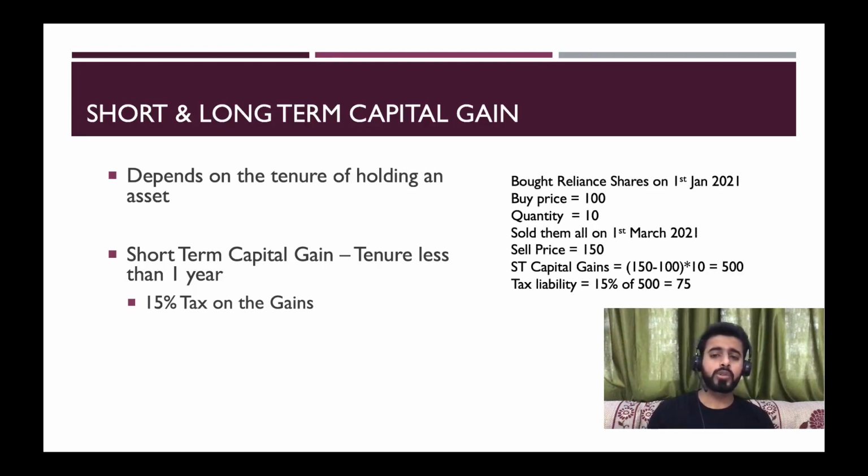So let's go through an example. Let's say you bought Reliance shares on 1st January 2021. The buy price was 100 and the quantity was 10. And let's say you sold all of them on 1st March 2021. So the period of holding the asset was 3 months and the selling price is 150. So the short-term capital gains will be around 500 and the tax liability will be 15% of 500, that is 75.